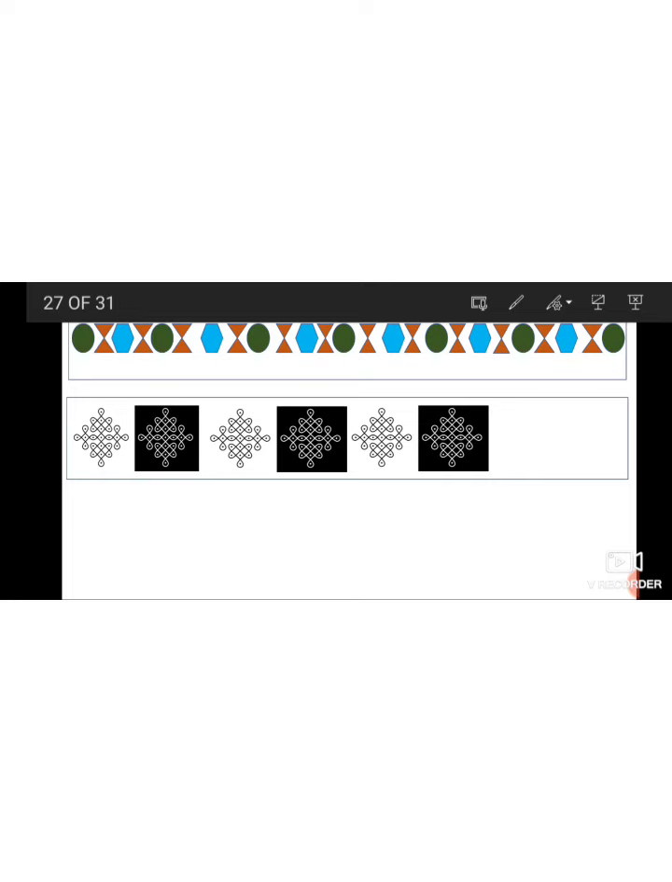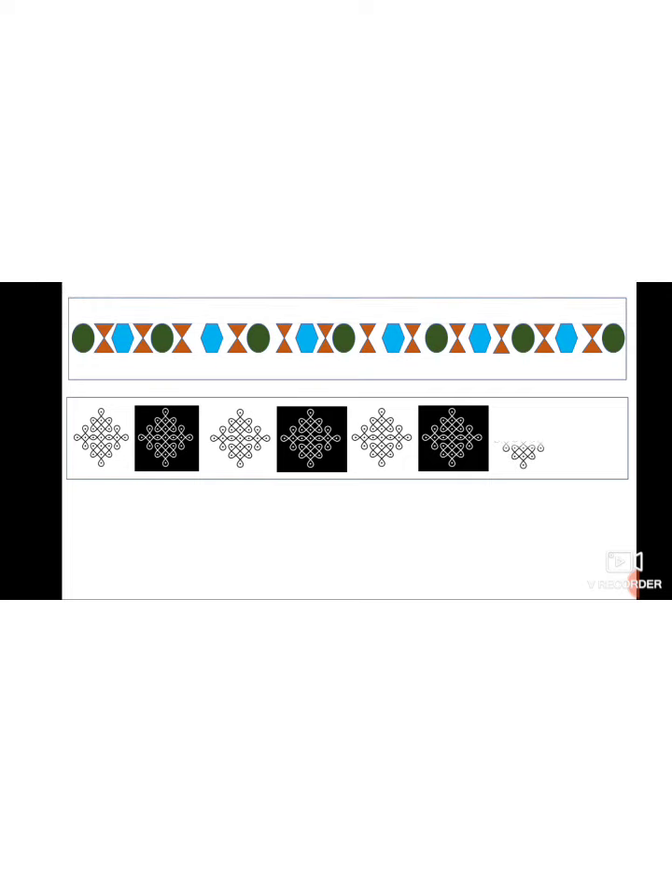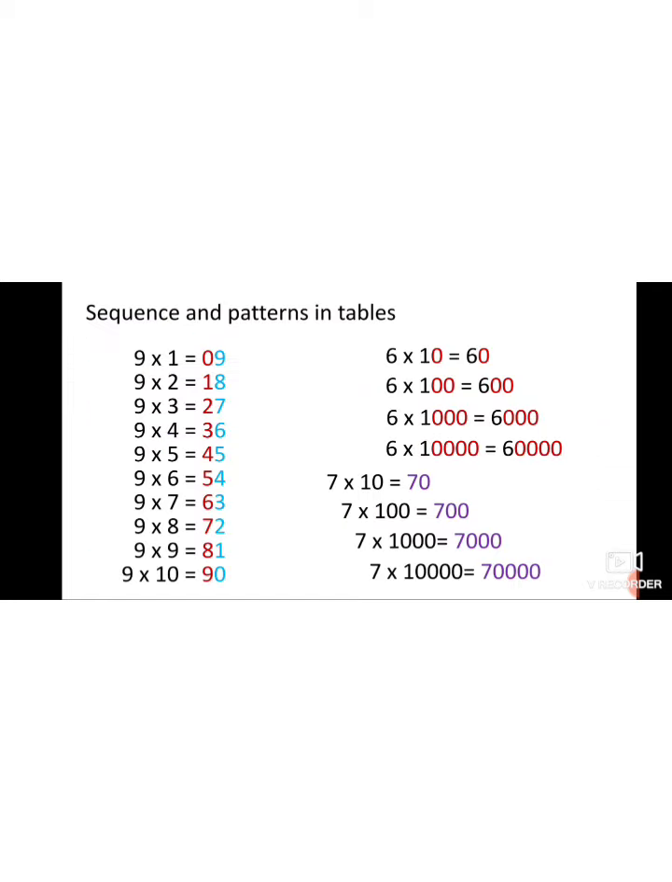Now look at the rangoli stamp. A white rangoli, a black rangoli. White, black, white, black. So next will be white and then black. So this is how patterns are.